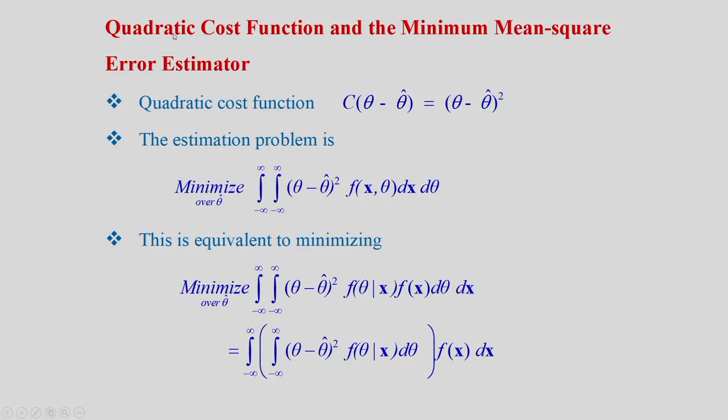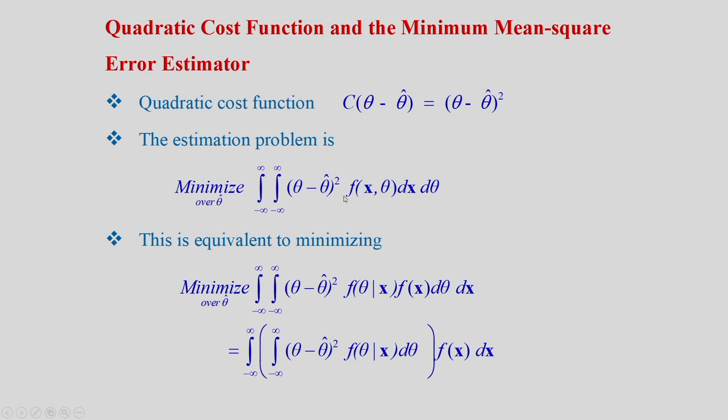So, first we will be considering the quadratic cost function, or squared error cost function, and the corresponding minimum mean square error estimator. The quadratic cost function is given by C(theta minus theta hat) equal to (theta minus theta hat) whole square. The estimation problem is this: minimize over theta hat the integral from minus infinity to infinity, minus infinity to infinity, of (theta minus theta hat) whole square f(x, theta) dx d theta.